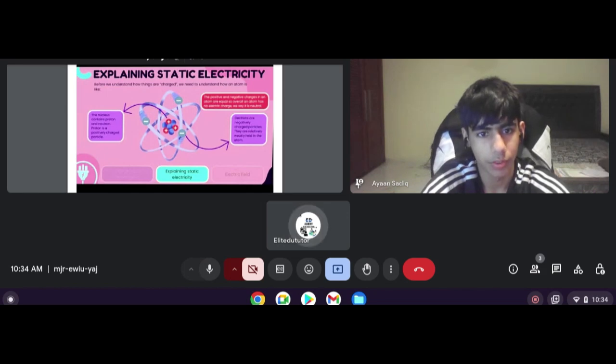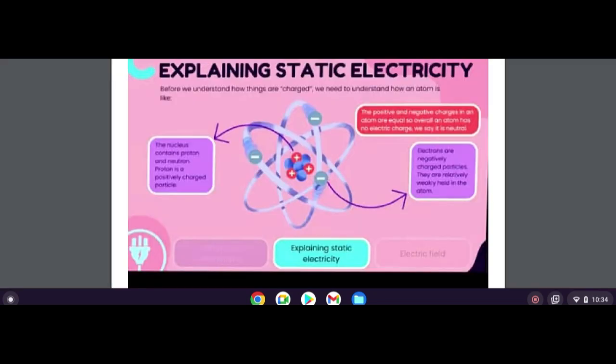We can do this one more time, okay? So, explaining static electricity. Before we understand how things are charged, we need to understand how an atom is. Basically, this is the function of an atom. An atom has a proton, an electron, and a neutron, so that the body is made up of atoms, tiny particles.